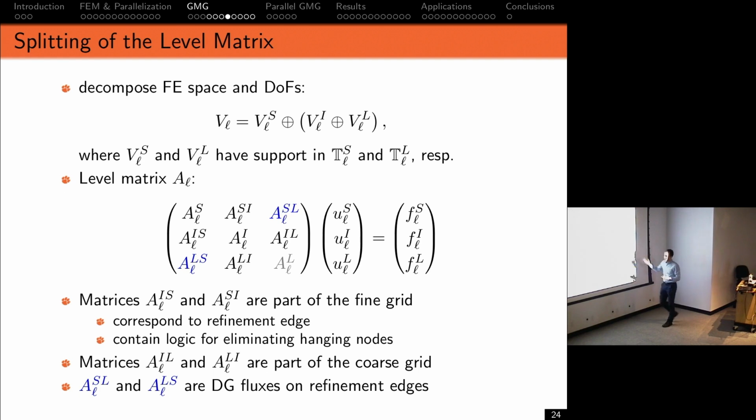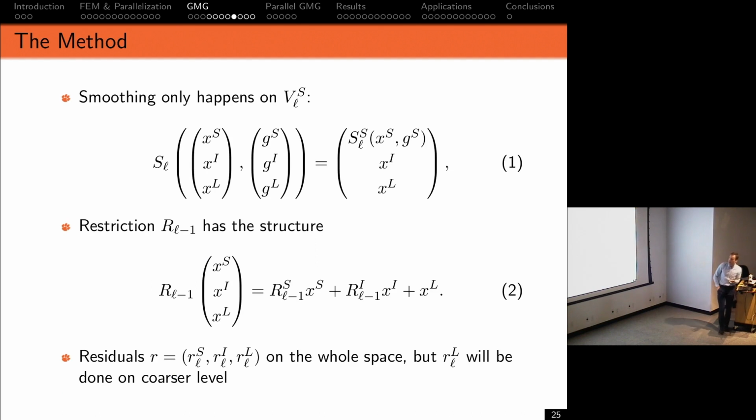So if you have a discontinuous finite element method, you have fluxes in blue, otherwise they disappear. And then these other blocks are basically interfaces to the other levels. And then you can basically go back and redo the whole method. And I'll just give you an example.